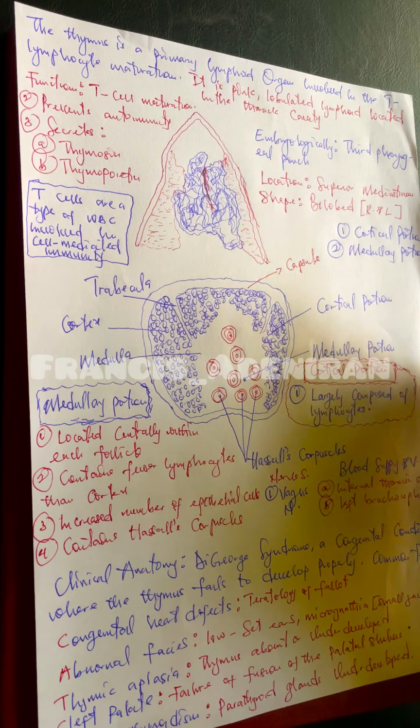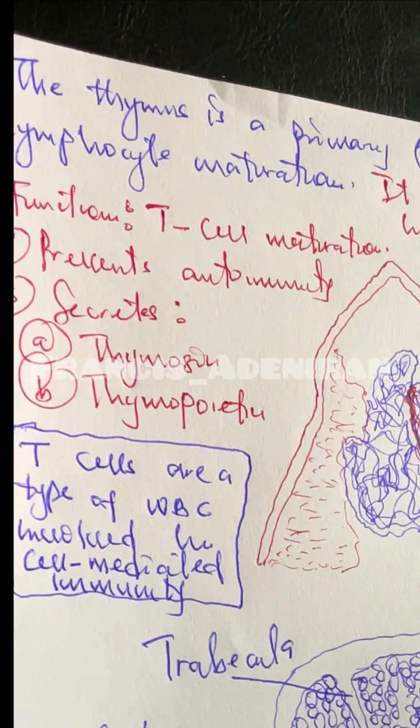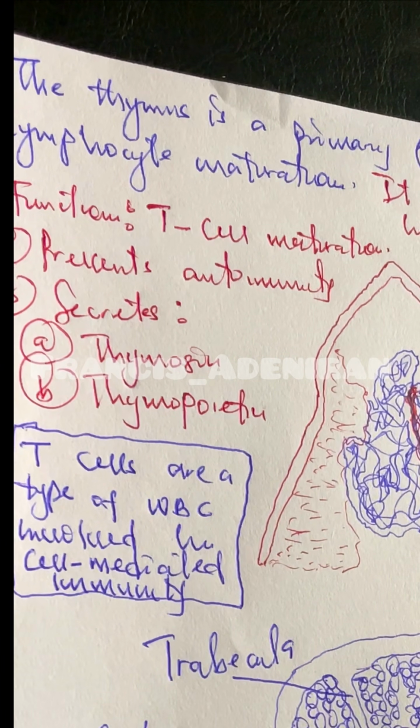So, having discussed the definition, the location, shape, and the embryological origin of the thymus, let's go straight to the function. Now, what are the functions? The first one is that it is involved in T cell maturation. It also prevents autoimmunity, and it secretes thymosin and thymopoietin.